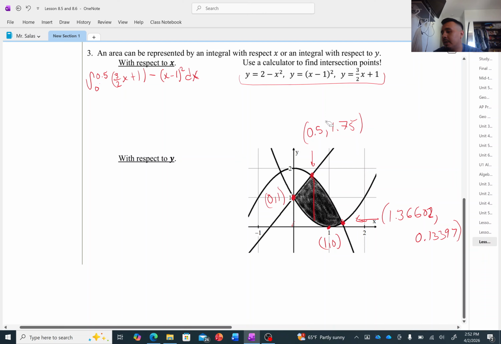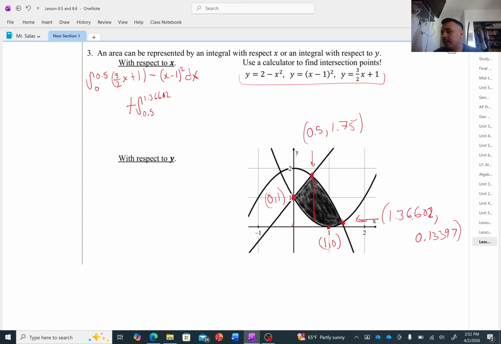For that one, I'm going to go ahead and continue by adding the integral. So I'm going to do a plus. My lower bound, since we're looking at this point here to this point here, what's my x value here? 0.5. So it's 0.5 to 1.36602, right? Those are my top bound and my lower bound.